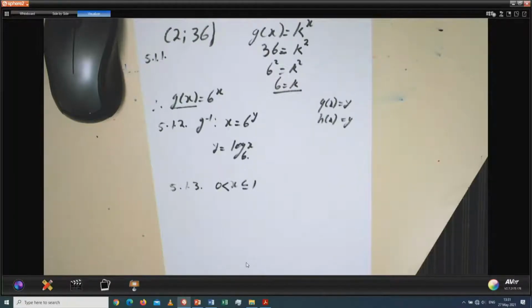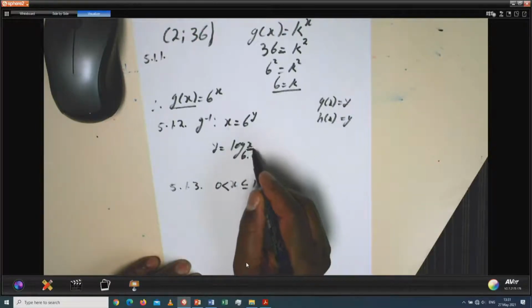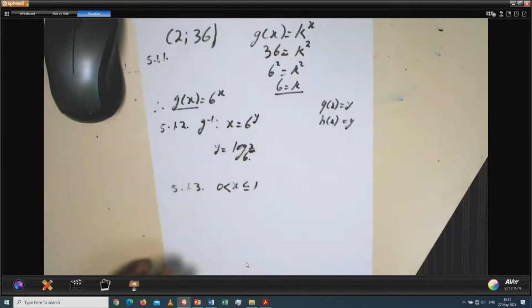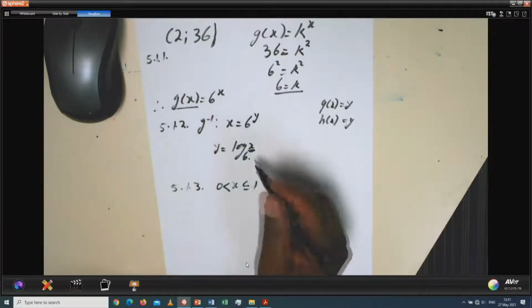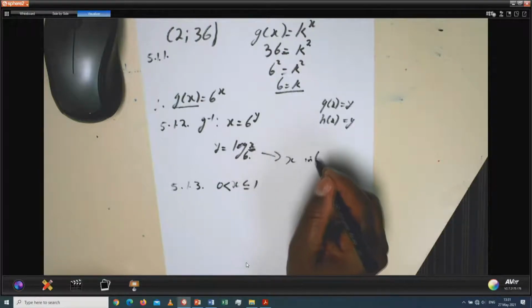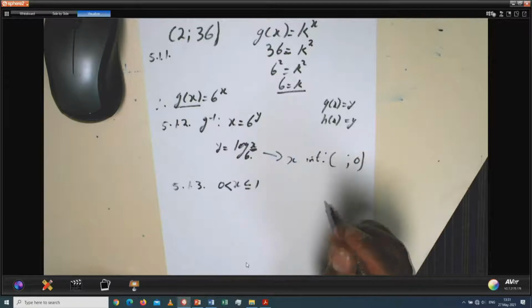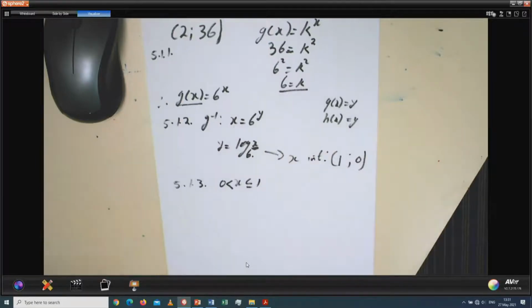X cannot be 0. X must always be greater than 0. Here is the function. For this to exist, x must be greater than 0. The x-intercept of this graph: remember, for the x-intercept, y will be 0. If we work out the value of x, x will be 1. So x must be greater than 0, but less or equal to 1.